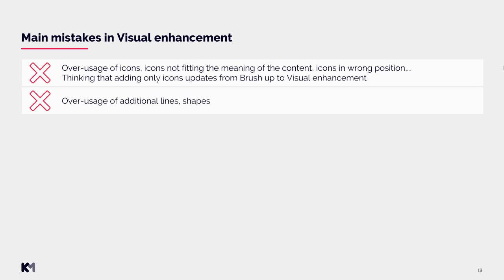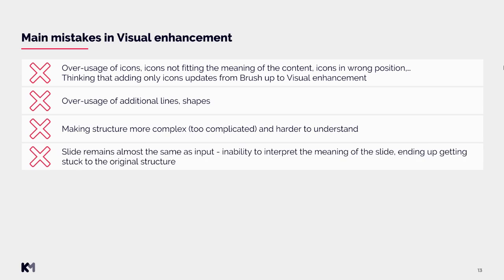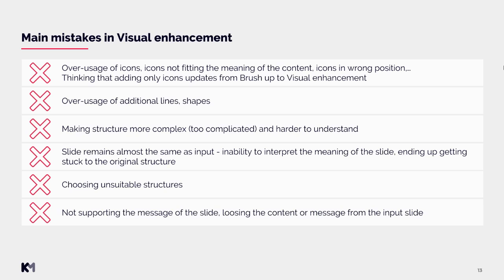Another mistake is overusage of additional lines or shapes. It is also a mistake to make the structure more complex or too complicated and harder to understand. Slides should also not remain almost the same as the input. That happens when the designer is not able to interpret the meaning of the slide and ends up getting stuck to the original structure. Next mistake is choosing unsuitable structures, also not supporting the message of the slide, losing the content or message from the input slide.